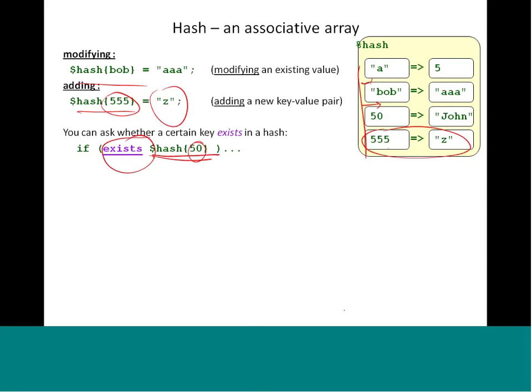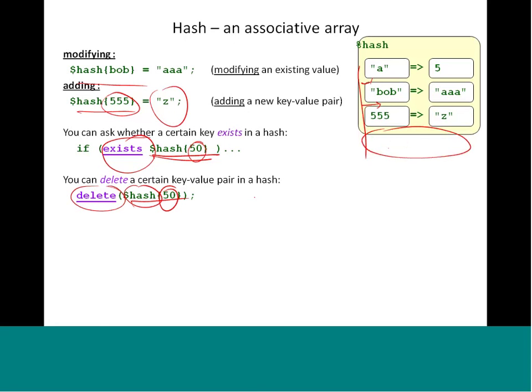Now we can also do a delete. We just use the delete function and specify the particular key value pair. The key value pair is denoted as just the array followed by the key, and the key and the value both get deleted in this case. So for example here, we say 50, which is associated with John. Once we execute this, both of them get deleted. It is not just removing the 50 or just the John, it is removing both the key and the value from that array.